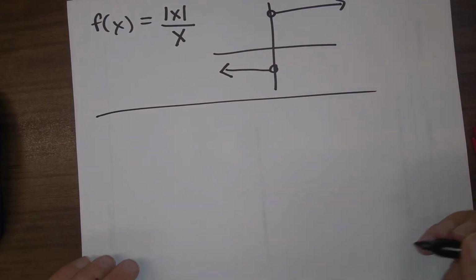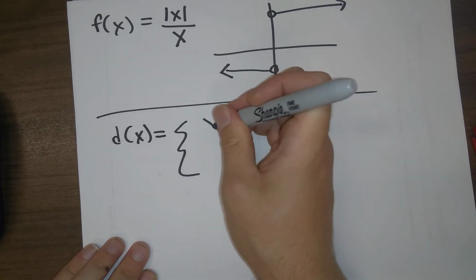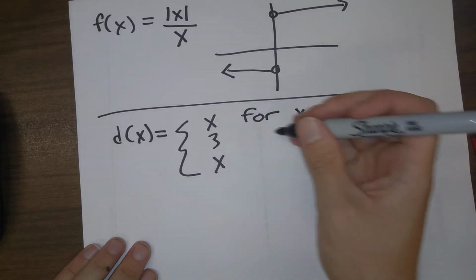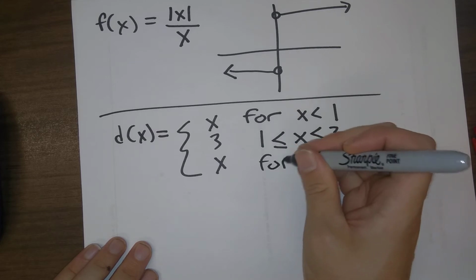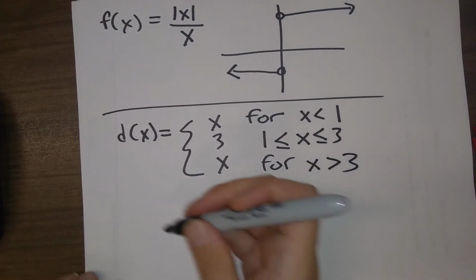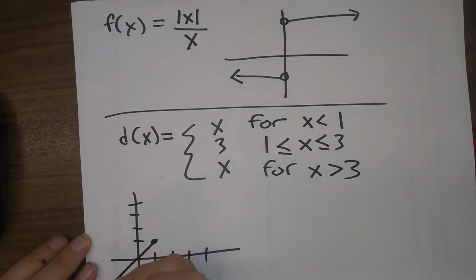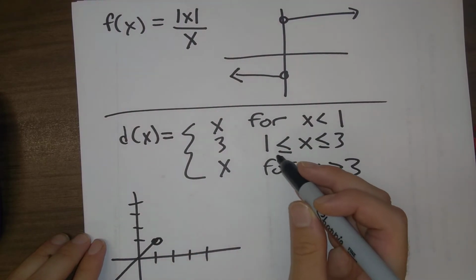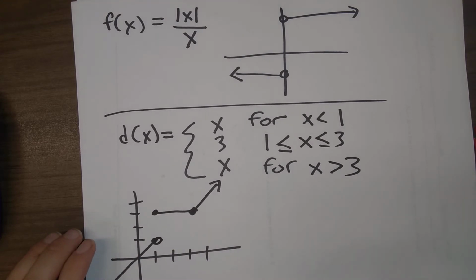So here's going to be a piecewise defined function. We'll say that d of x is equal to x if x is strictly less than 1. It's equal to 3 if x is between 1 and 3 inclusive, and it's equal to x for x strictly bigger than 3. Drawing this out, that should be a hole there because this part of it is only defined for x strictly less than 1. For x between 1 and 3, it looks like that. For x bigger than 3, it looks like that. So that's a hole. Sorry if that's a little bit sloppy here.